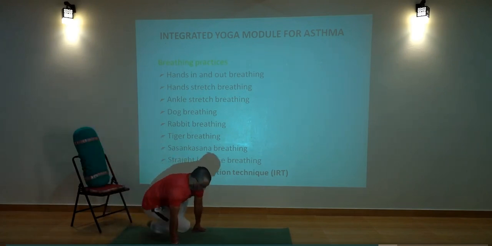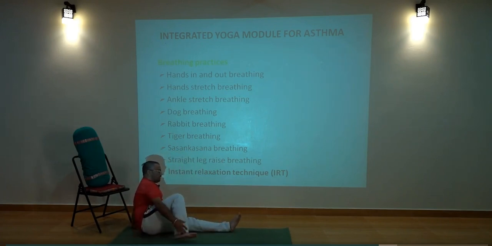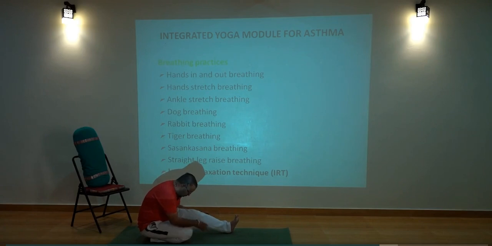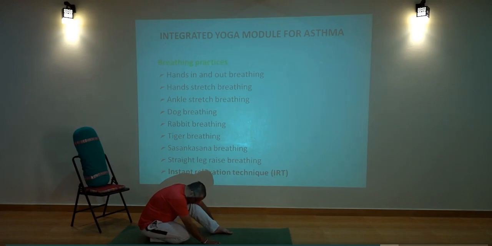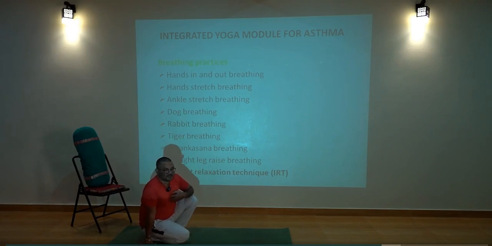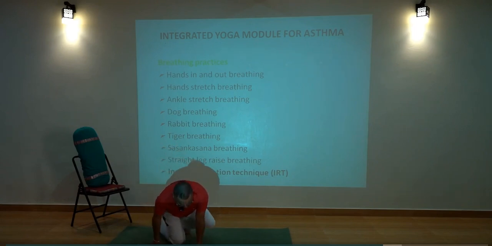Sit in Dandasana on the floor. Move your one leg and try to sit on your right ankle and try to bend forward as much as you can. Bend this knee, place your hands and just inhale, exhale. This is good for your middle lobe of the lungs, it creates some pressure there and improves the lung capacity of the middle lobe. Then the rabbit breathing we have done, dog breathing we have done, then tiger breathing you can do this way.